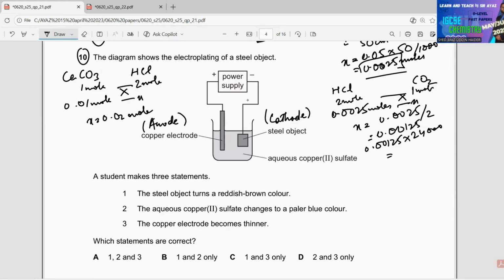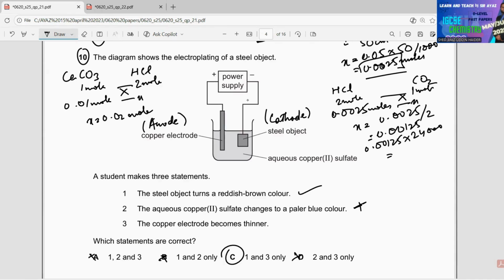Which statements are correct? So, statement number 1, the steel object turns a reddish brown color. Yes, this is correct. It will definitely turn to reddish brown because the copper will deposit on the steel object. What about statement number 2, the aqueous copper 2 sulfate changes to a paler blue color? This is incorrect because it will retain its color as the Cu2+ ions will be compensated by the anode. That copper anode dissolves to compensate the loss of Cu2+ ion in the solution. So this is incorrect. So if 2 is incorrect, it seems that C must be the right answer in this case. All the other choices are incorrect.